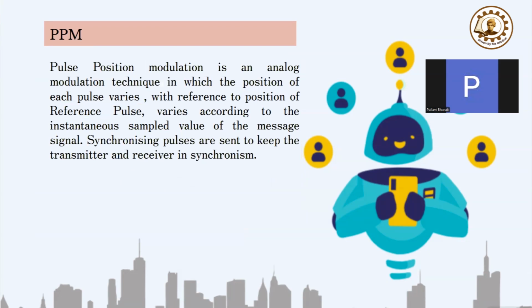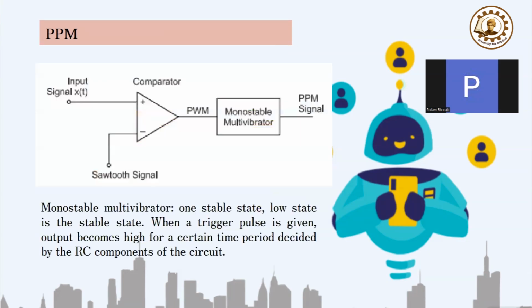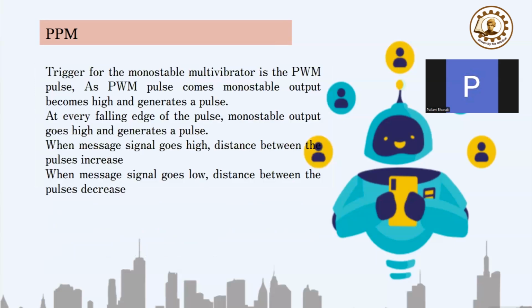In case of pulse position modulation, the synchronization is very, very important. So for generating this, you will generate first PWM by using that comparator, and then after that you will give it to a monostable multivibrator. The trigger for the monostable multivibrator is your PWM, and whenever the PWM signal comes, at that time the monostable multivibrator comes in the on stage or in the high stage. Otherwise, it remains in the stable low state.